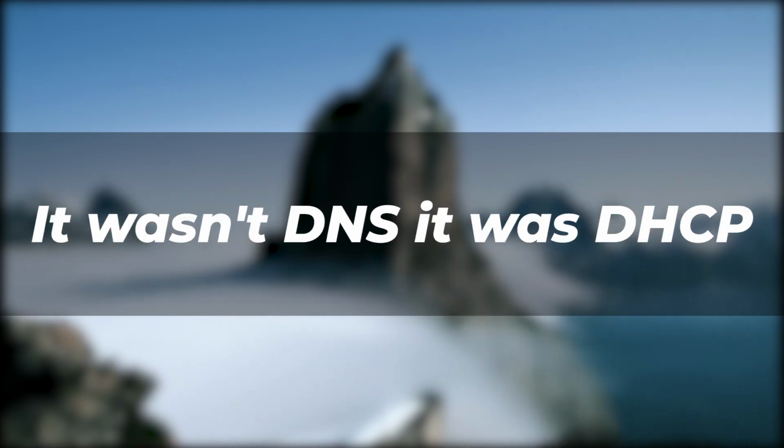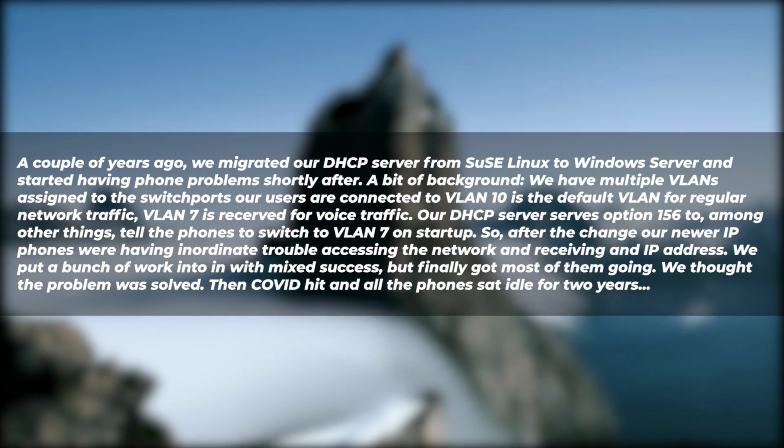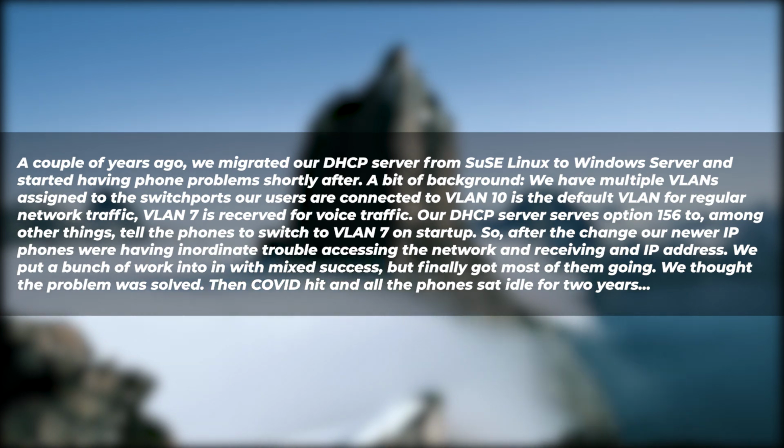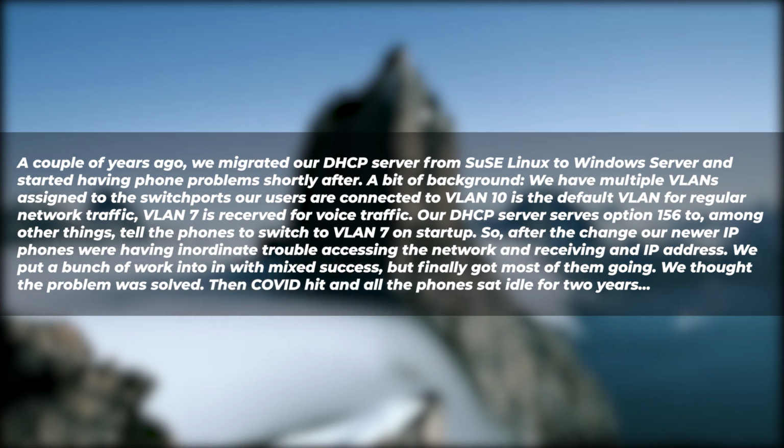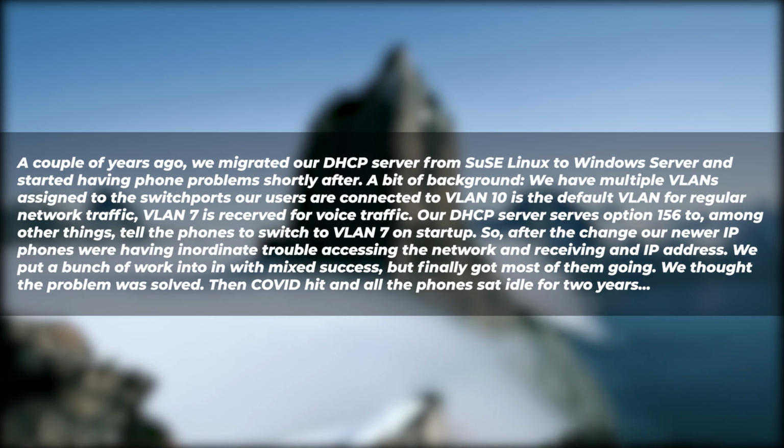Story 4. It wasn't DNS, it was DHCP. A couple of years ago, we migrated our DHCP server from SUSE Linux to Windows Server and started having phone problems shortly after. A bit of background: we have multiple VLANs assigned to the switchports. Our users are connected to VLAN 10, the default VLAN for regular network traffic. VLAN 7 is reserved for voice traffic. Our DHCP server serves option 156 to, among other things, tell the phones to switch to VLAN 7 on startup.